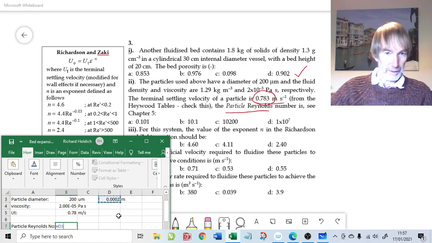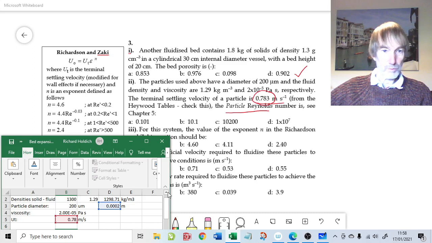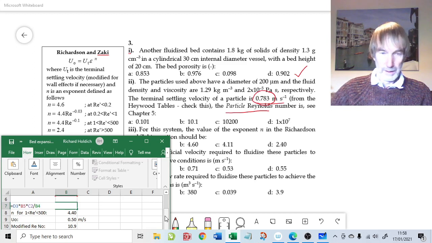Now we need to multiply by the terminal velocity. Then we need to multiply by the density of the fluid, d u rho. Then we need to divide by the viscosity of the fluid, d u rho over mu. So that should give us the particle Reynolds number, and it's 10.1, as indeed we were expecting it to be.